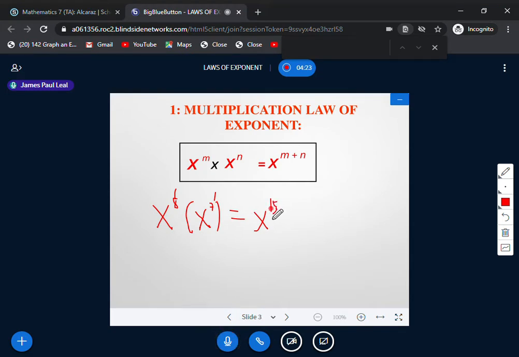Did you get the concept for the first law that we have? That is the multiplication law of exponent. Again, if you are multiplying variables with exponents, you just need to add the exponents.